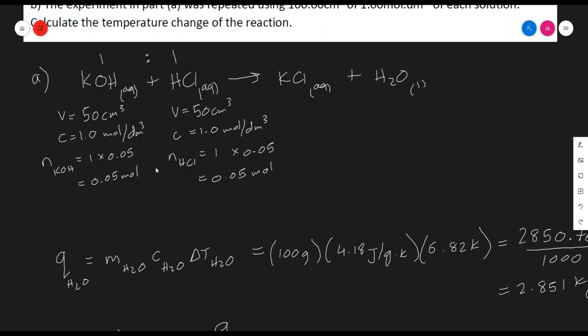Thus, both moles equate to 0.05 moles, which is 1 mole per decimeter cubed concentration multiplied by the volume, 0.05 decimeters cubed. This was converted from centimeter to decimeter cubed for both. And thus, since it's a 1-to-1 reaction, both these moles are limiting, so we're going to use 0.05 moles as our limiting reactant moles when calculating the enthalpy change of neutralization.